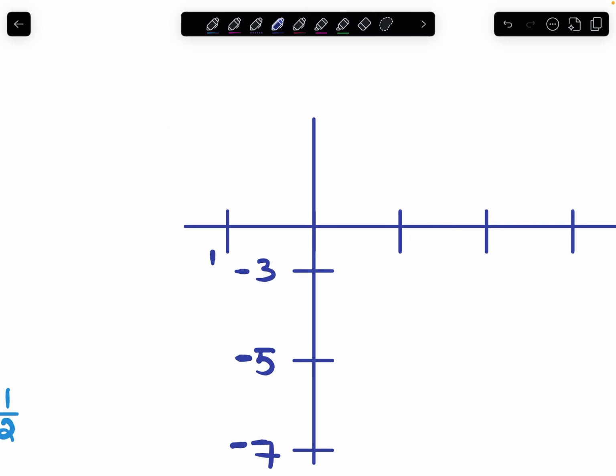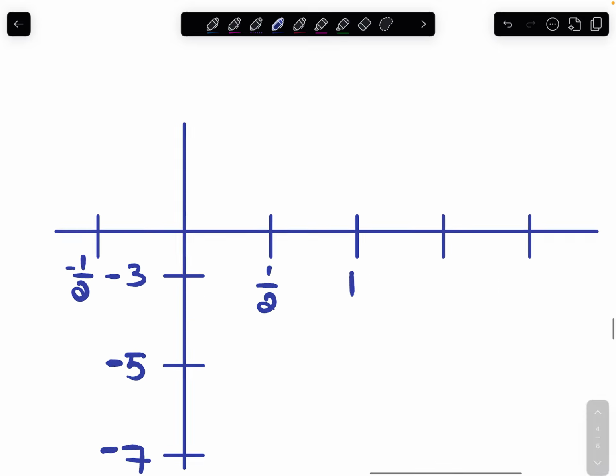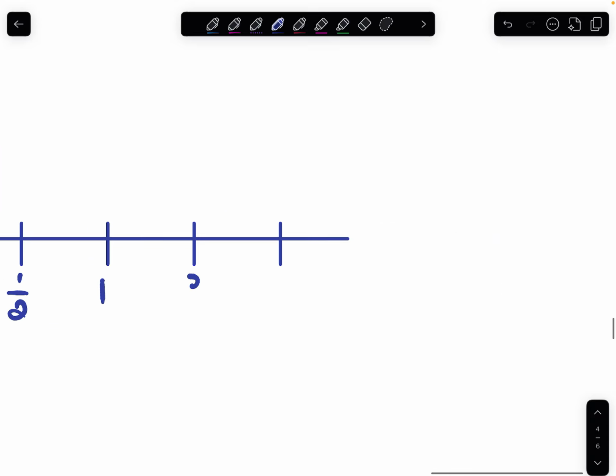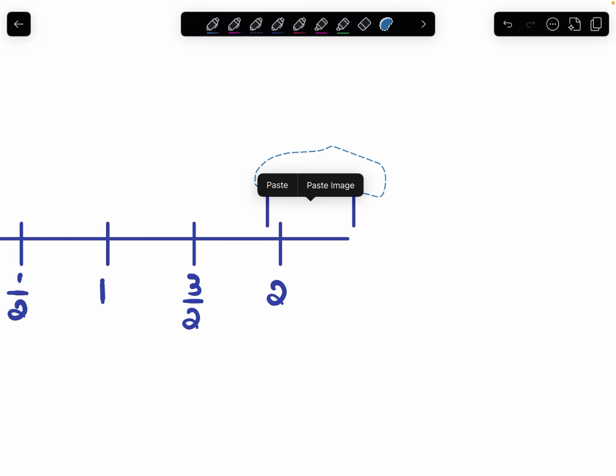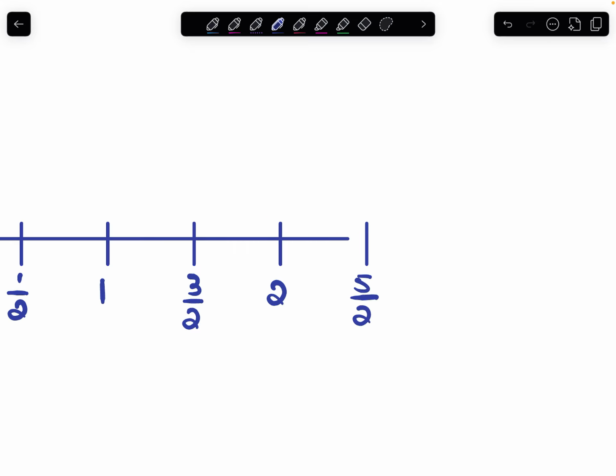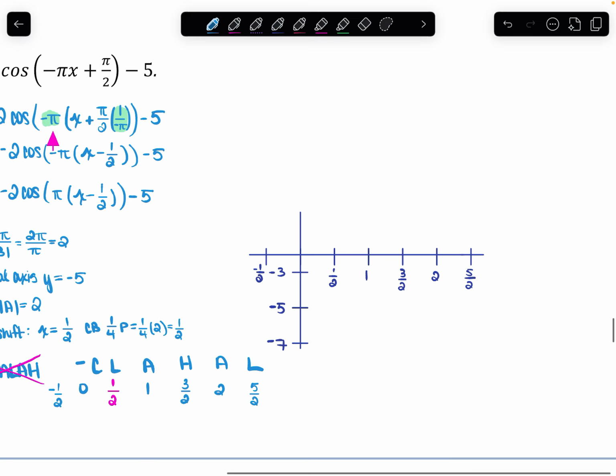-1/2. Oops, we're going to kind of run into that. 1/2, 1, 3/2, 2. Oops, let me go more. I want to get the 5/2 on there. Okay, that's it. Nitpicky details. Axis, I like my axis. That's not a dot.